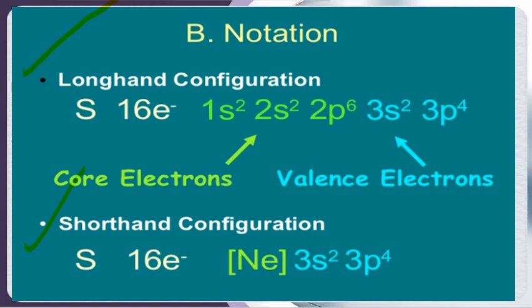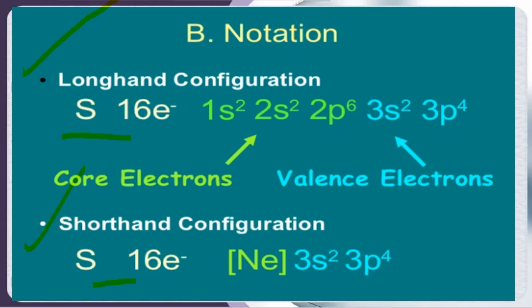A complete configuration giving you all the orbitals starting from the first one up to the valence orbital will give you the longhand configuration. But if you are going to write only the valence electrons, and before this you are showing the inert gas configuration or the symbol of that inert gas element, then it will be termed a shorthand configuration. You can see here sulfur is mentioned with both types of configuration. You can make a difference between these two.